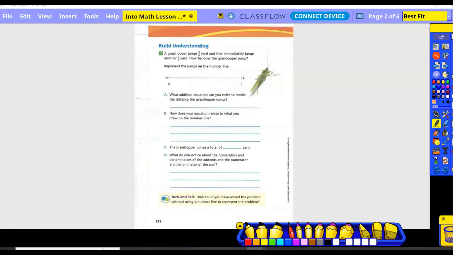Build understanding number 1. A grasshopper jumps 2/6 yards and then immediately jumps another 3/6 of a yard. How far does the grasshopper jump? So what are we going to break this into, guys? 6, right? So 6 pieces. So here would be my 3/6, right, guys? And then 1 is also equivalent to what? 6/6.